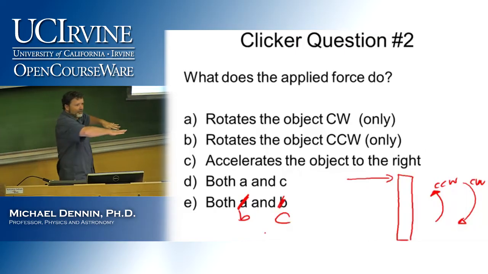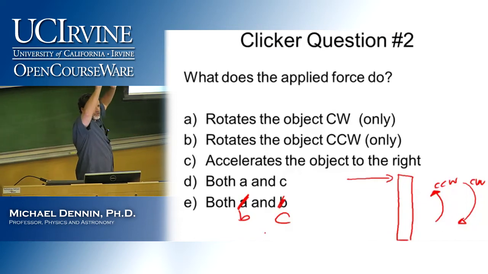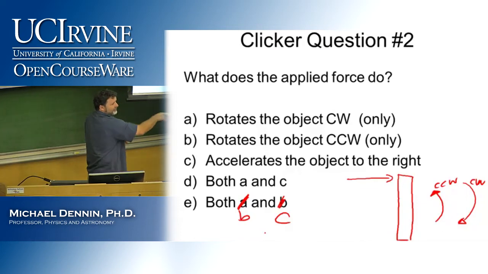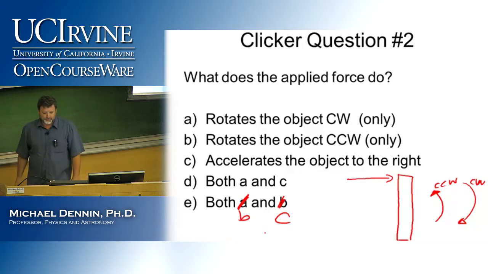Remember, we're on a frictionless surface. She's sitting there on ice or out in outer space, and I knock the end of it. What happens?